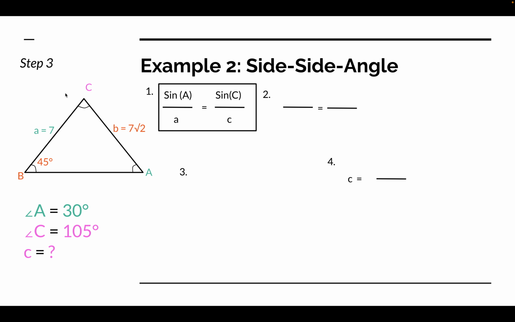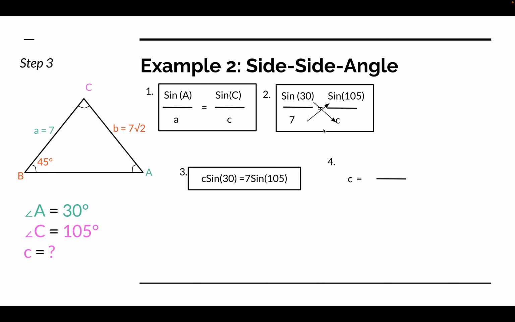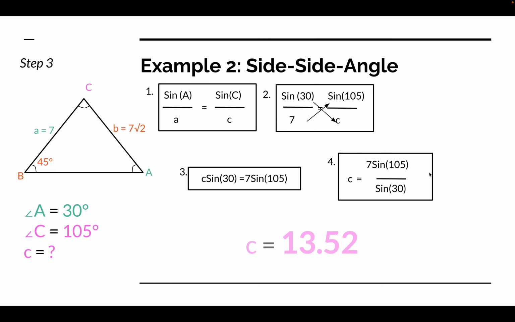So, make those equal to each other. Plug in what you know. Cross multiply. Boom. It's just the same as the first example. No sine inverse, you're looking for a side. So, nice and easy. Boom. Enter that in your calculator. And here we go. Side C, 13.52.